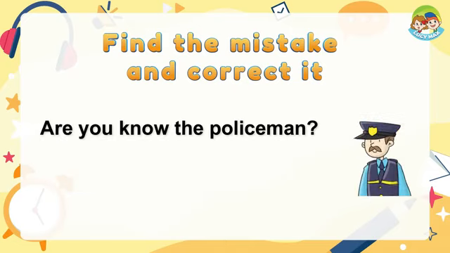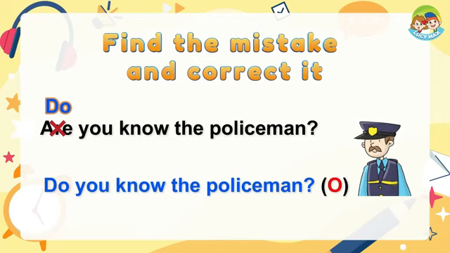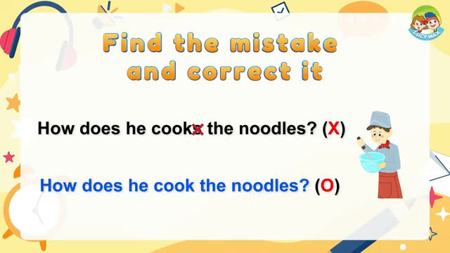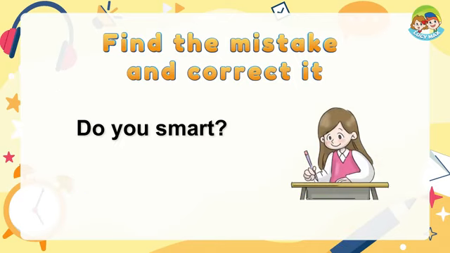Are you know the policeman? Know is a verb, so we need to use do. Do you know the policeman? How does he cooks the noodles? How does he cook the noodles? Do you smart? There is no verb at the end, so you use a be verb. Are you smart?